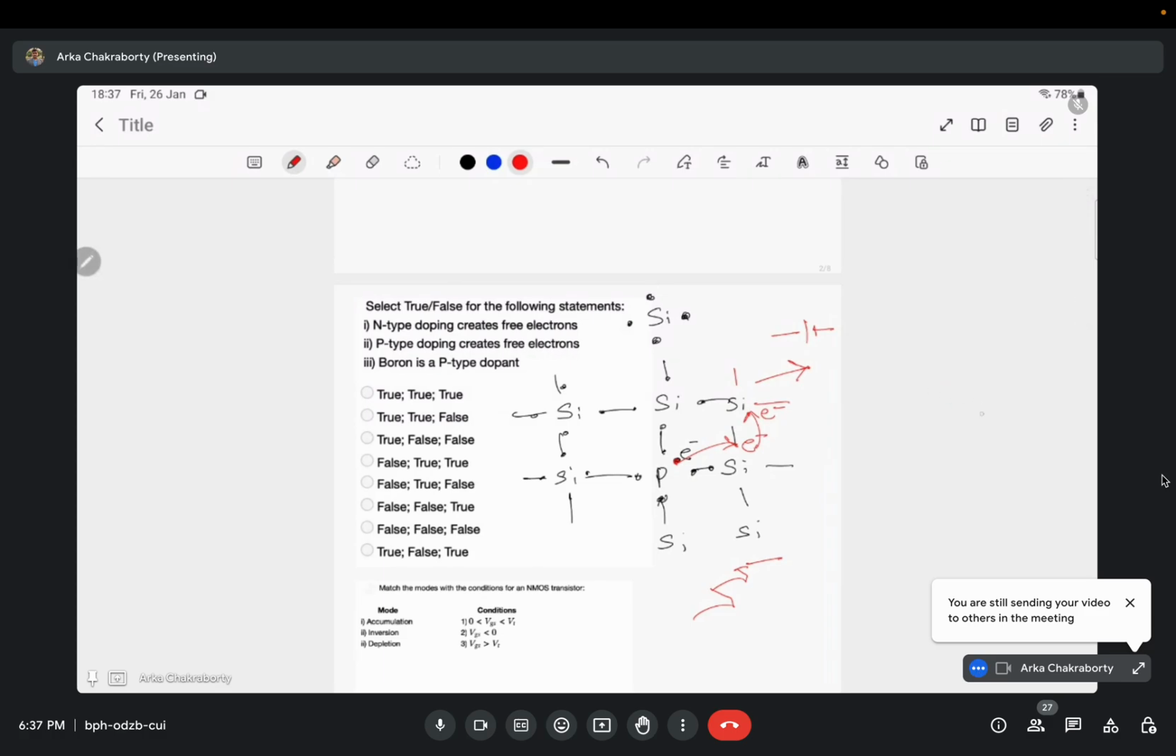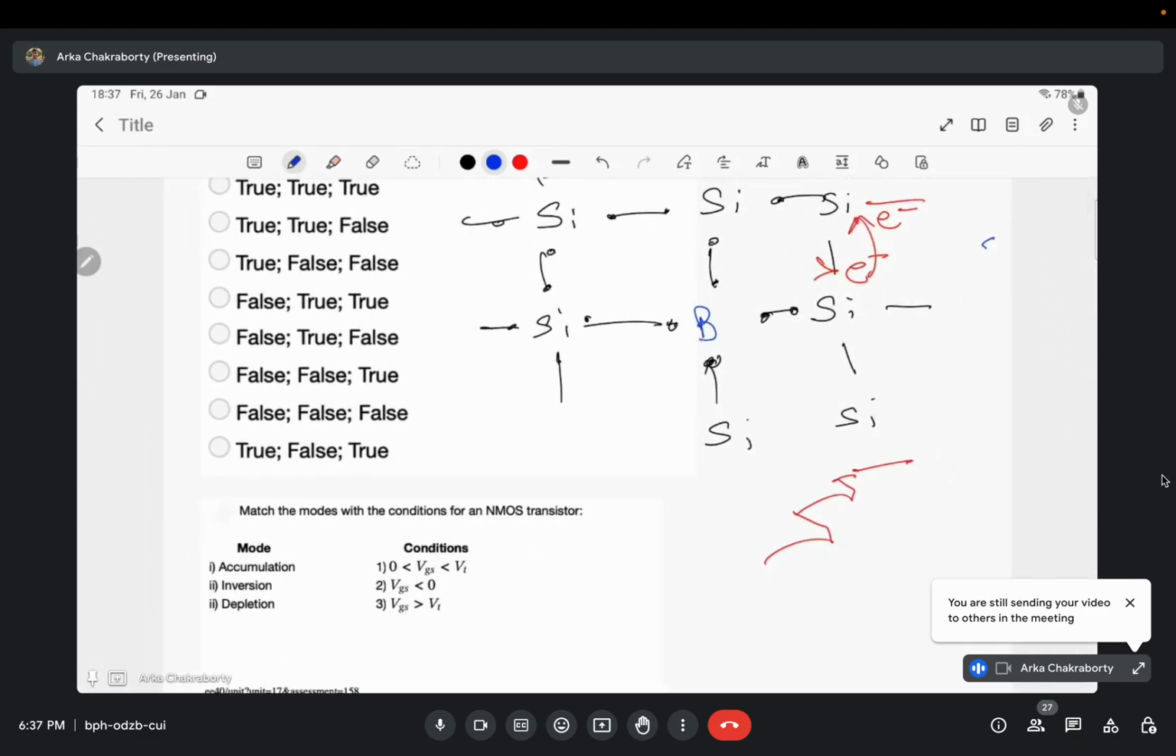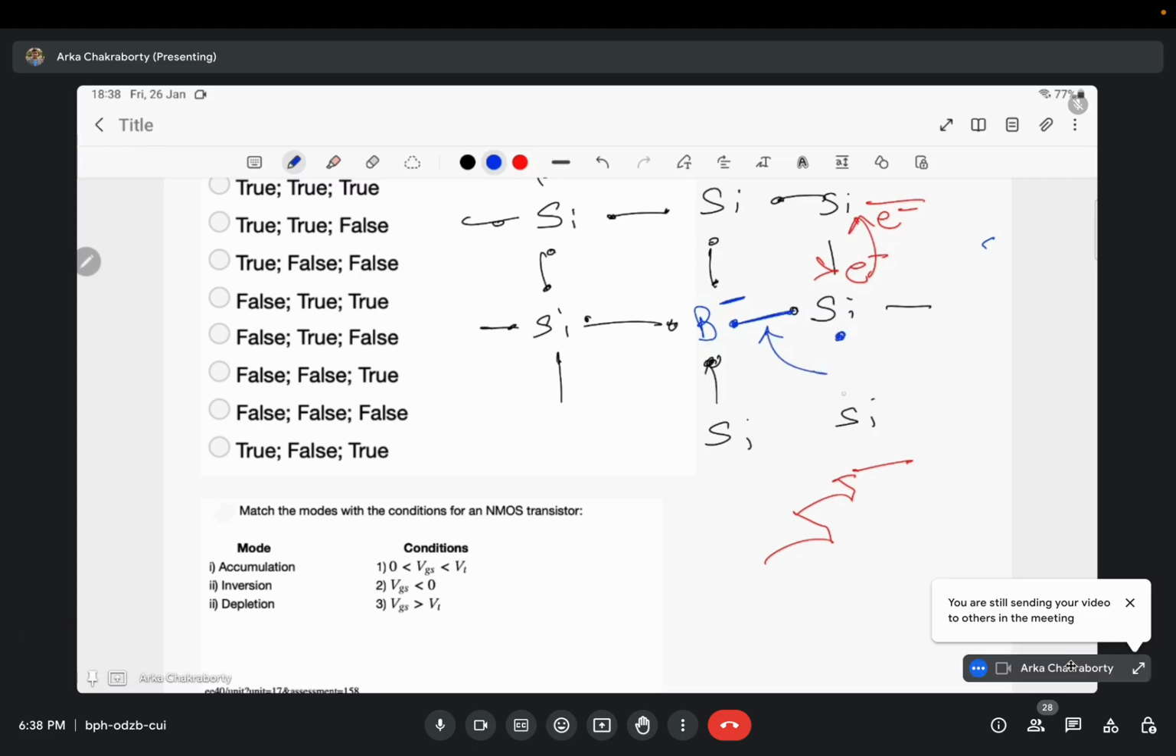So if I introduce a boron here, boron basically has 3 electrons in its valence shell. Sometimes when the temperature is high or a voltage is applied, an electron from a neighboring silicon atom will break from it and come to the boron, giving the boron a negative charge. And as the electron has left, a hole will be present, an absence of electron, generated here.